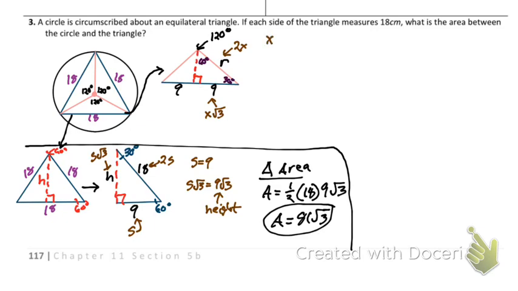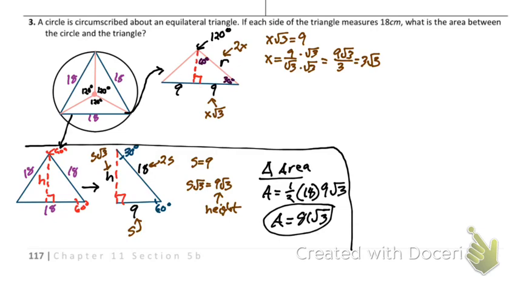So let's start with that. x square root of 3 equals 9 in this case. Divide both sides by square root of 3, and we're going to have x equals 9 over square root of 3. I do need to simplify this by multiplying the top and bottom by square root of 3 times square root of 3. That's going to give me 9 square root of 3 all over 3, which is then going to equal 3 square root of 3.